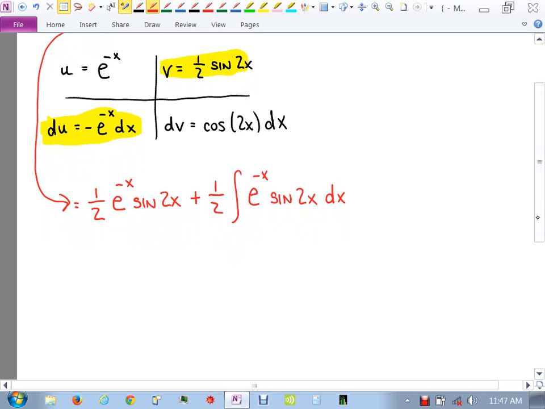So at this point, you should be somewhat discouraged. Are you okay with the fact that I put the dx way on the outside and I moved it from the e to the negative x? Does anyone have a question off any of that?